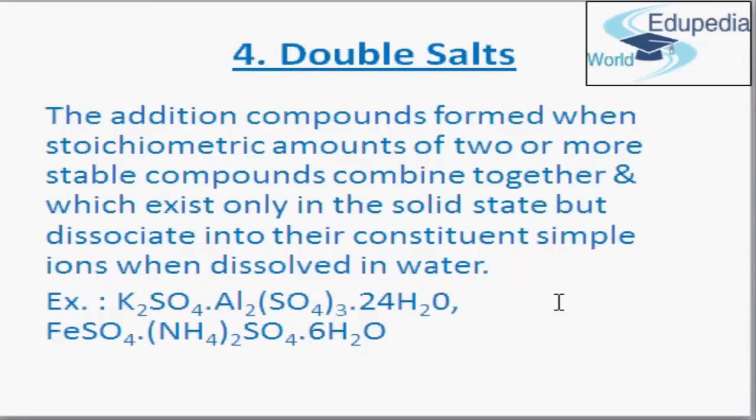Now we will discuss double salts. The addition compounds formed when stoichiometric amounts of two or more stable compounds combine together, and which exist only in the solid state but dissociate into their constituent simple ions when dissolved in water, are called double salts. The examples of double salts are potash alum and Mohr's salt.